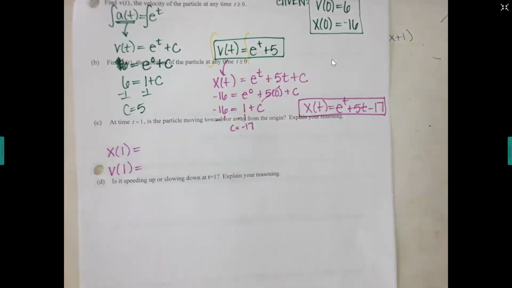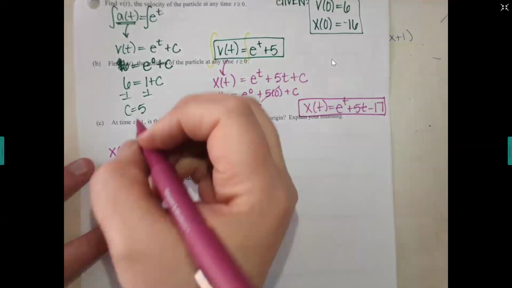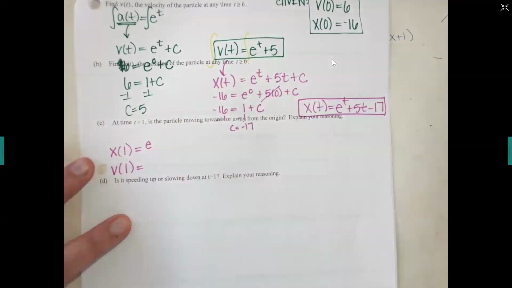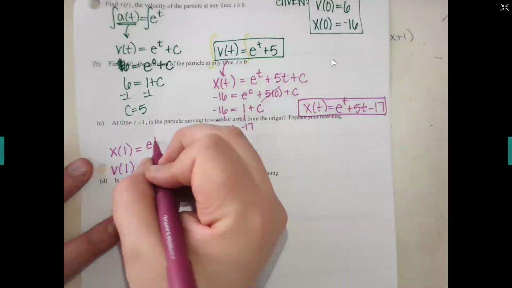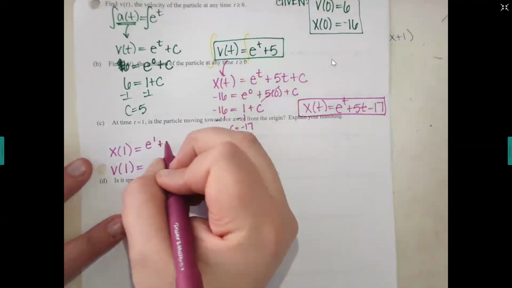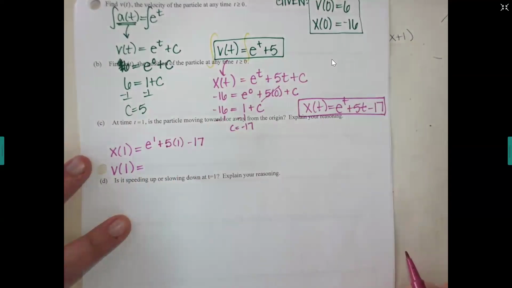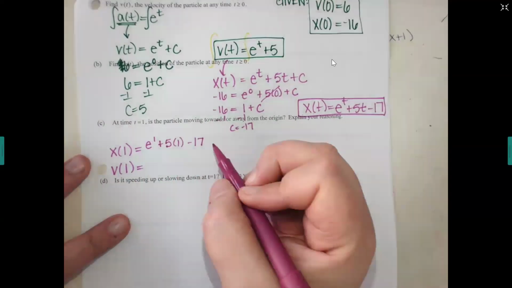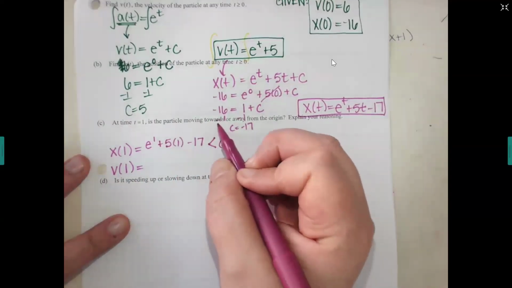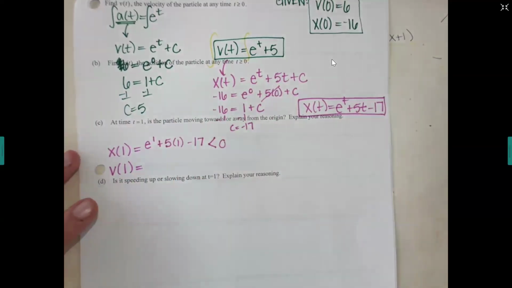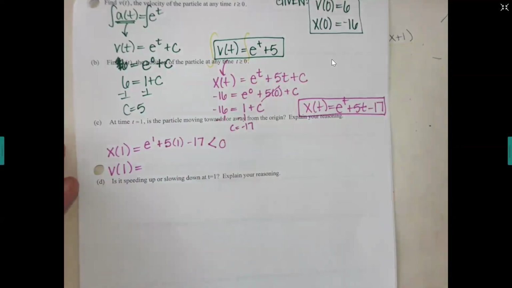So let's say I'm plugging a 1 into the position equation I just found. I'd have e to the 1, okay, which is about 2.5. Okay, then plus 5 times 1 is a plus 5. And then minus 17. How's that going to come out? Negative. So I'm going to put less than 0. I don't know the exact amount, but I know it's going to be negative because e plus 5 is about 7. And then if you take away 17, that'd be negative.